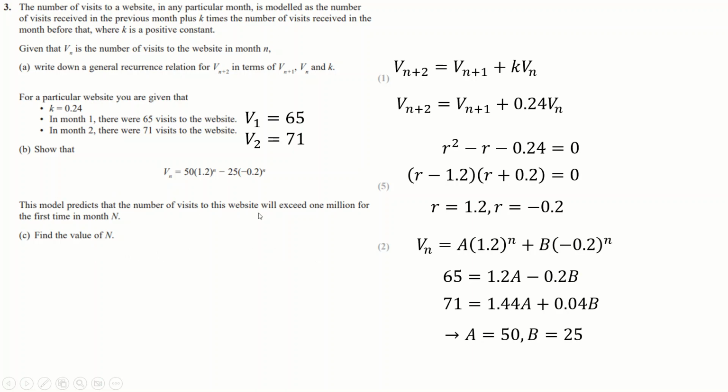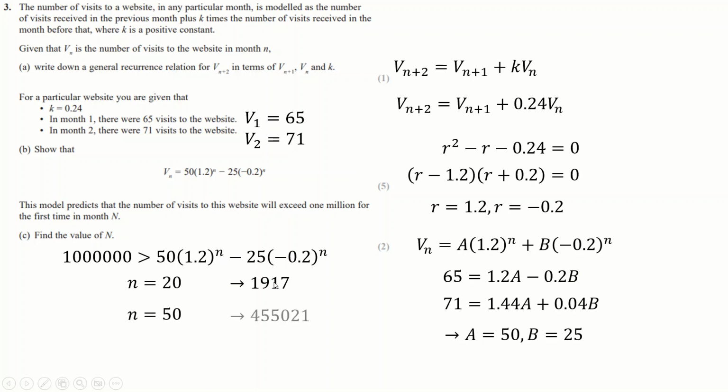The model predicts the number of visits will exceed 1 million for the first time in month n. Find the value of n. So we're going to be doing this here. The dumbest possible solution to this is to just try values of n, which is, of course, exactly what I did. If you plug in 20, you get this number. I then went for 50, I got this number, which is about halfway. I then went to 55, I got this number, which is just over. And then 54 is just under, so therefore 55 is the answer.